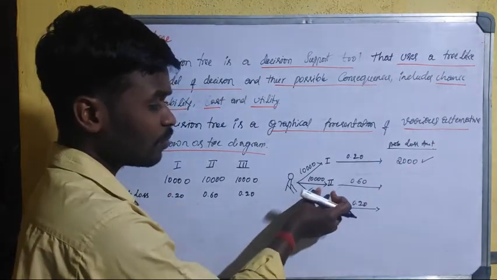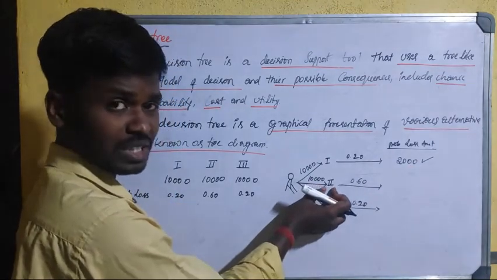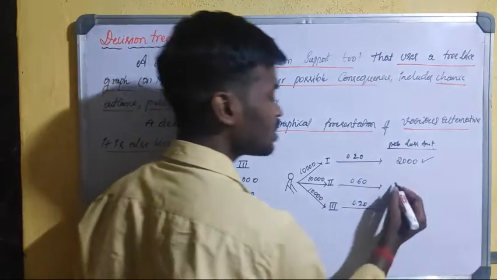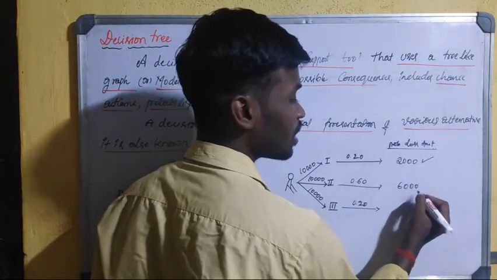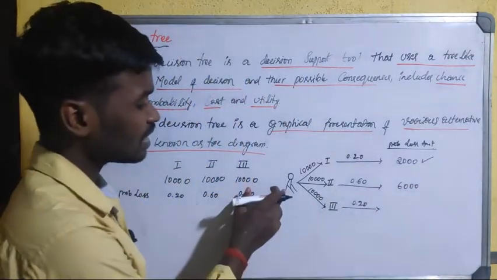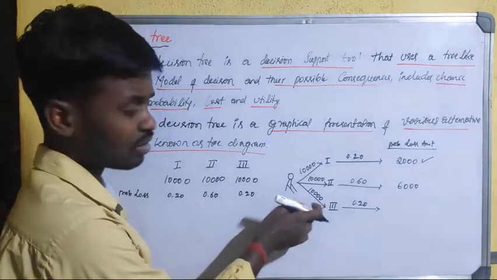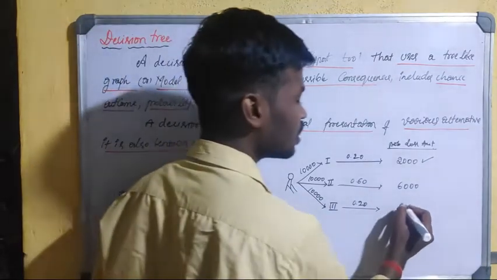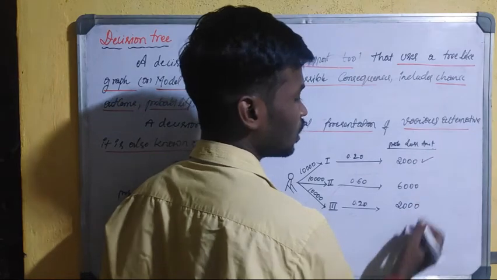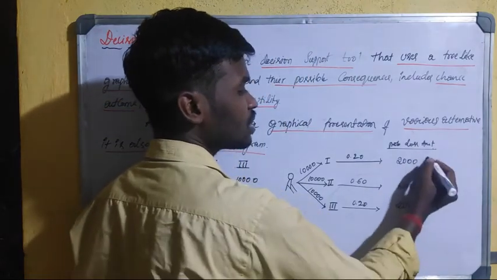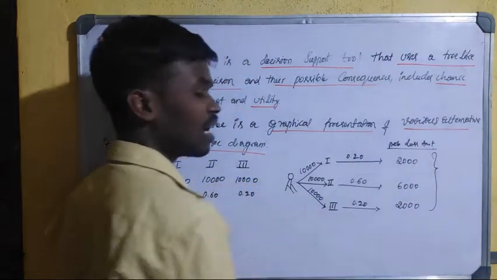Okay, so if the investor invests the 10,000 in the second alternative, what is the probability of loss? That is 6,000. This is the major loss. If the investor invests the 10,000 in the third alternative, what is the probability of loss? That is 2,000. Now, which is the best alternative among these 3 alternatives?